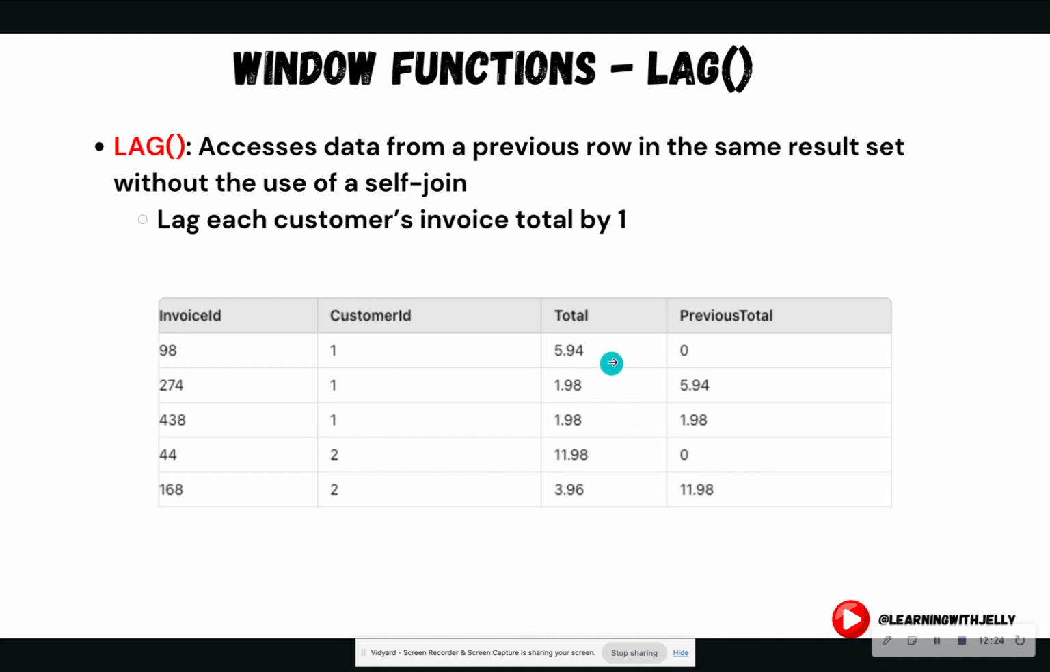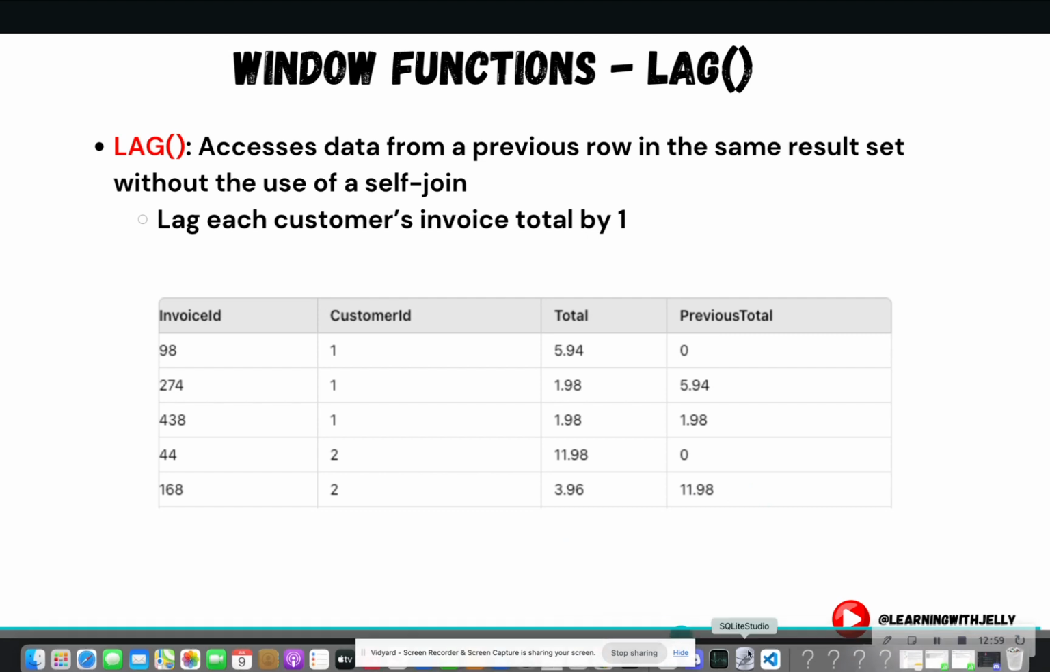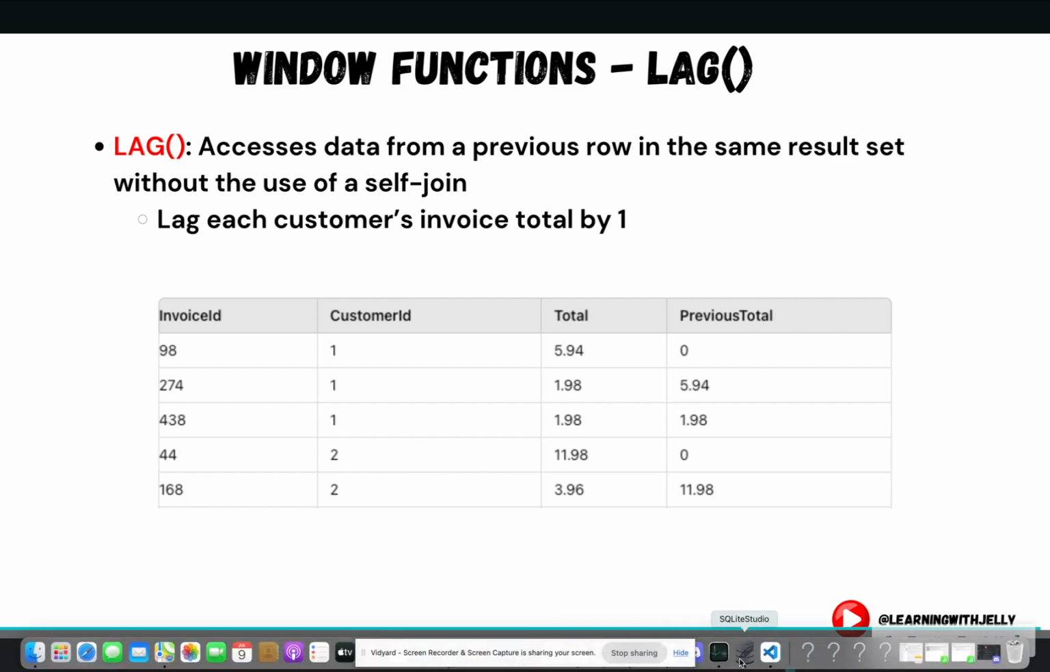So in this case, for customer ID 1, the total was 5.94 and the previous total was 0, because this was their first invoice. Then, as you can see, for their next invoice, it was 1.98 and the previous was 5.94. So we can actually use these two columns to calculate a change or a rate of change or some type of difference, which may be beneficial when we're doing our analysis. As you can see, each number kind of lags by 1. It's on a diagonal. So let's see how we can actually code this in SQLite.